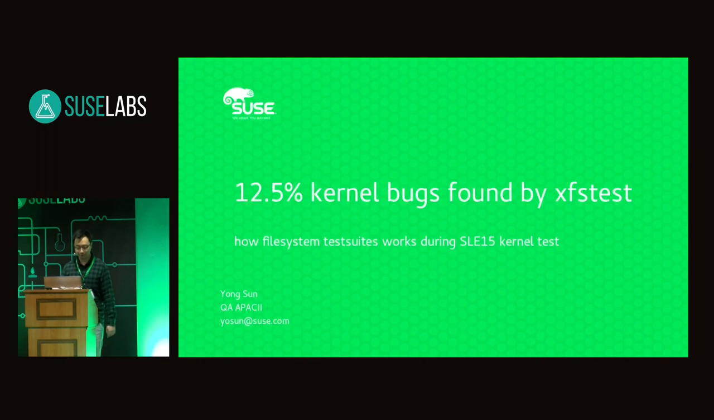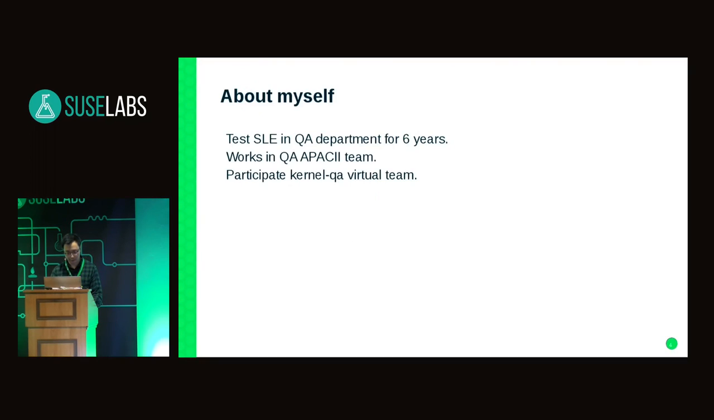For Filesystem test, there's 12.5% kernel bugs found by xfstests. I will talk about how Filesystem tests work during SLE 15 kernel tests. Firstly, I will talk about myself.